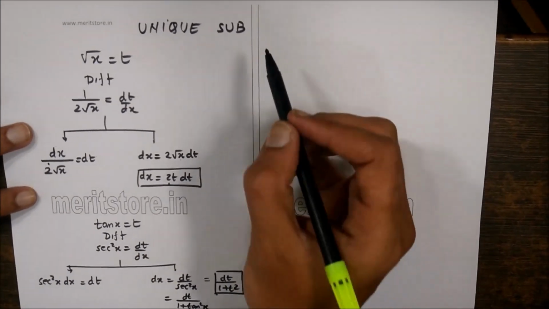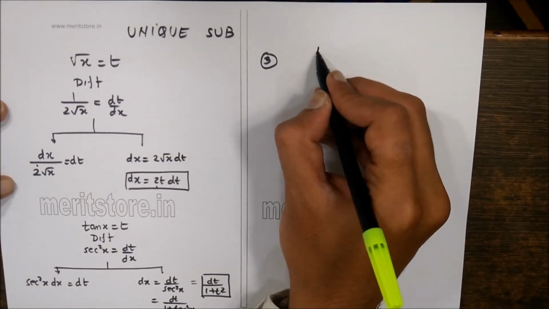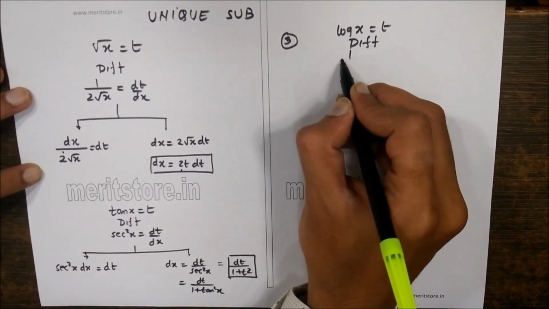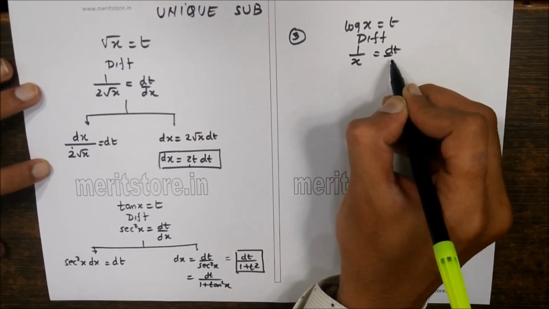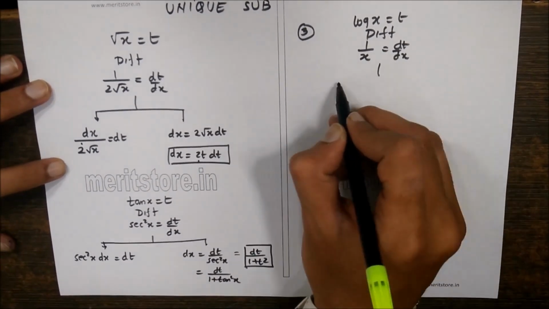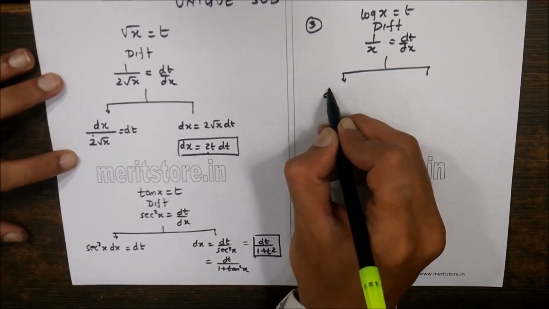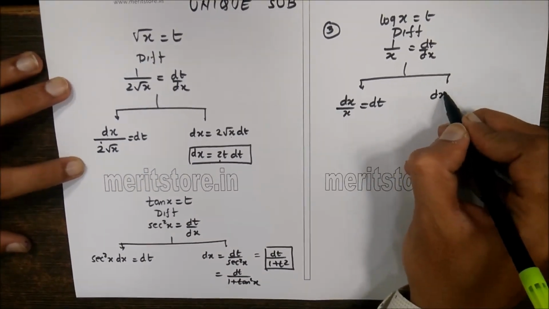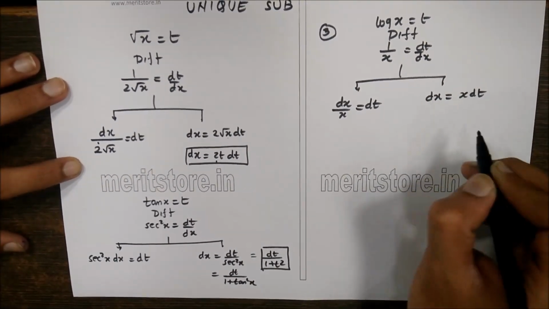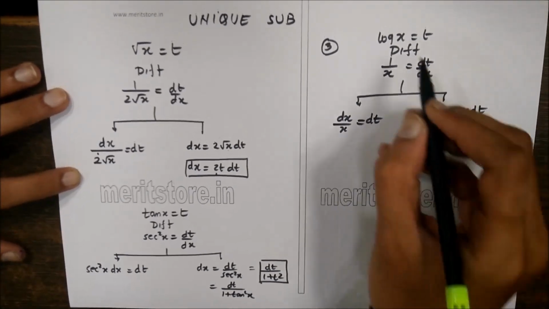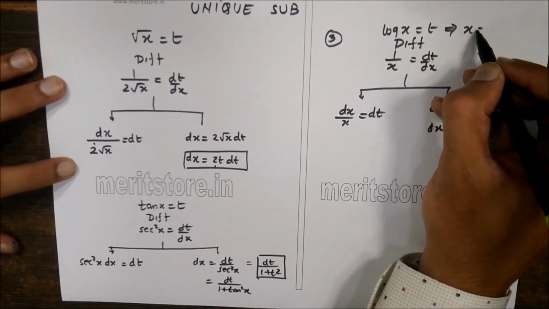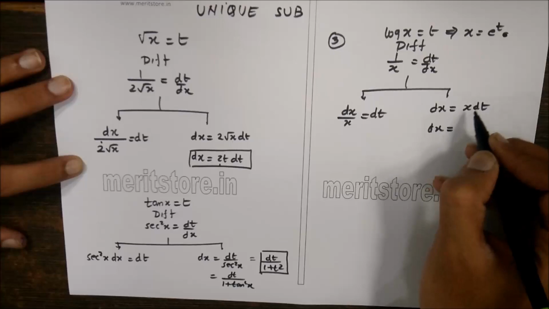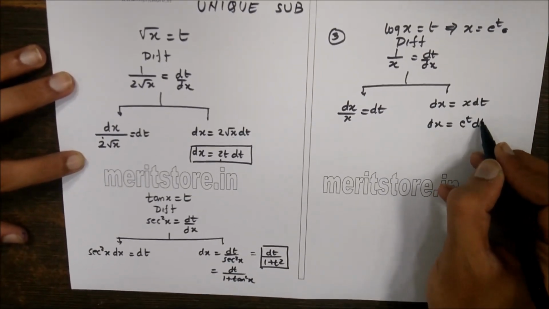The third substitution of this category is log x equal to t. When I differentiate log x equal to t, my derivative is 1 upon x equal to dt by dx. This can be utilized either as dx upon x equal to dt in a normal problem, or in a unique way I can use this as dx is equal to x dt. And using the laws of logarithm, if log x is t, we know that x can be written as e raised to t. This is the exponential form, and my dx using this value will become e raised to t dt.